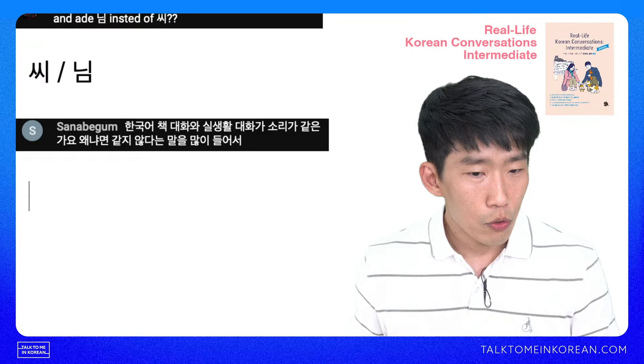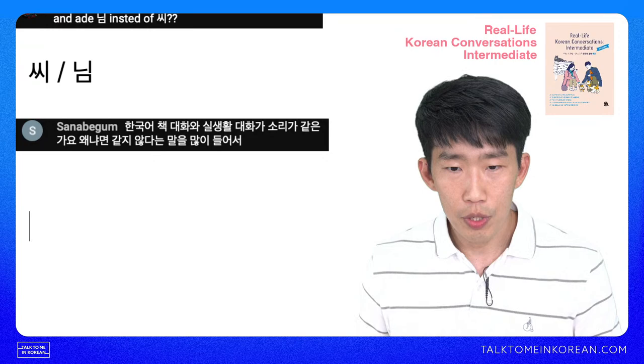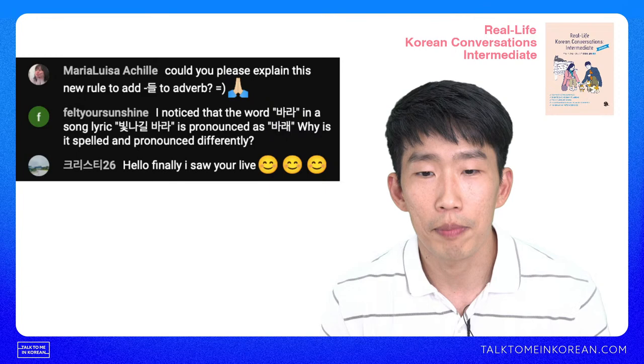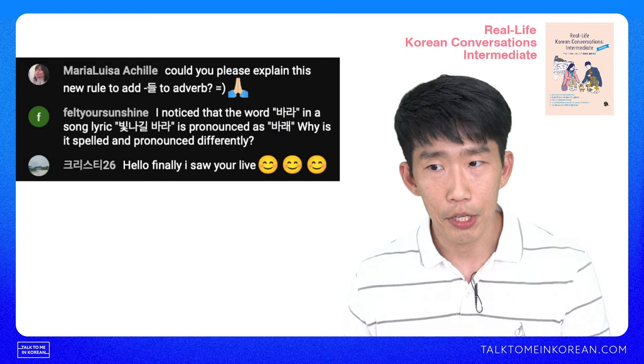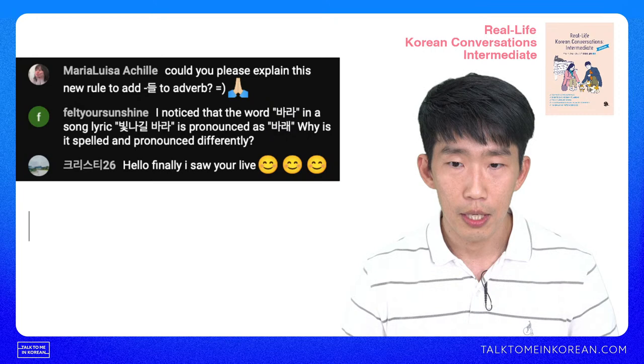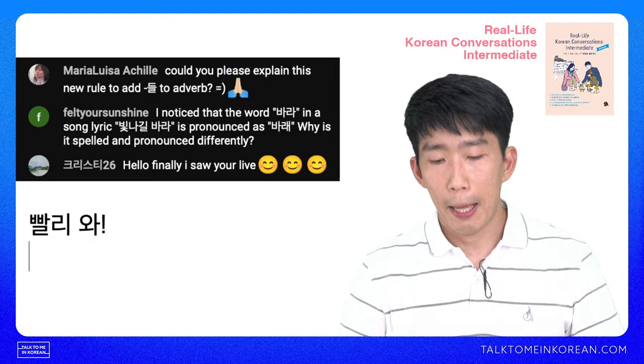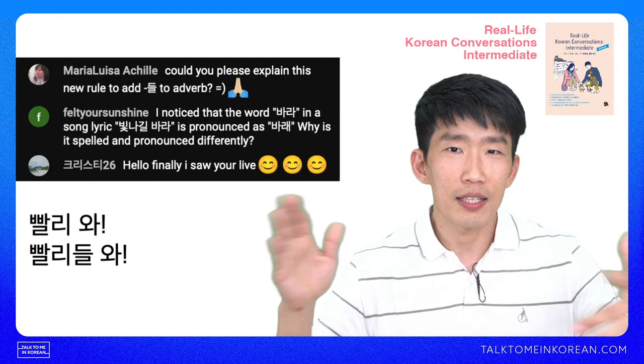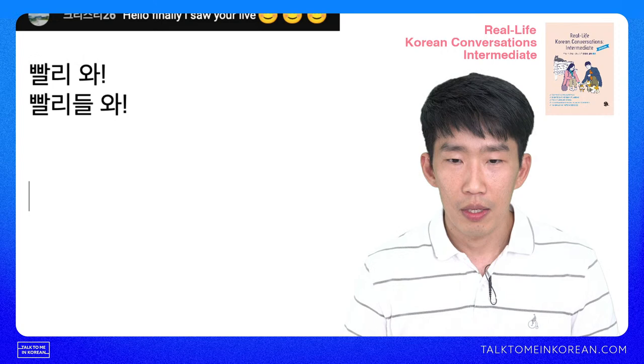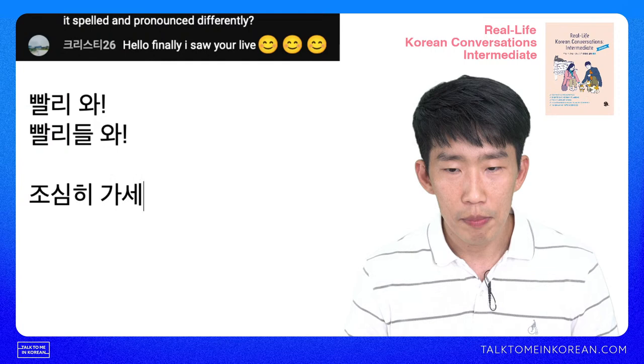Okay. Over here. Three comments in a row. Maria, hi. Could you please explain this new rule to add 들 to adverbs? I will prepare a separate video on this because this is something that is going to be very interesting for many learners, but you can basically add 들 to adverbs if you are addressing a group of people. So 빨리 와, come here quickly, right? You can say 빨리 들 와, you guys come here quickly, something like that. I know it doesn't work in English, but 빨리 들 와. 그 다음에 조심히 가세요. 조심히 가, 조심히 가. Let's say you are sticking to 반말.